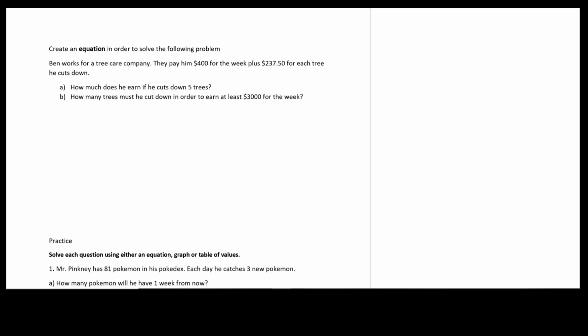This is kind of a weird example where they both kind of look like rates. It's 400 per week plus 237 per tree. The key here is if you read through the problem, it's asking us about how many trees. So trees is the thing that we're going to keep track of. So that makes the cost per tree the rate of change. And we're going to treat the 400 like just a starting amount. He starts with 400. And then he gains extra every tree he cuts down.